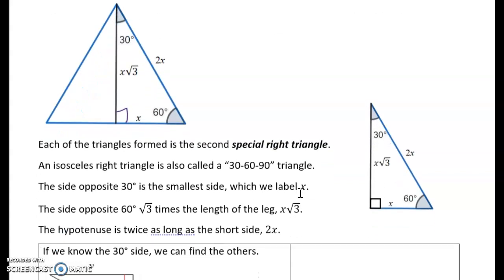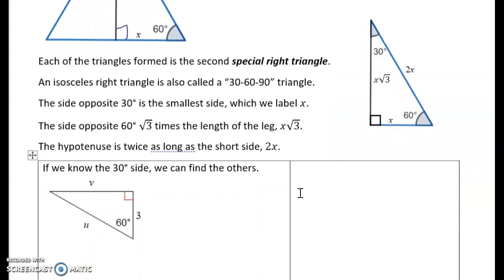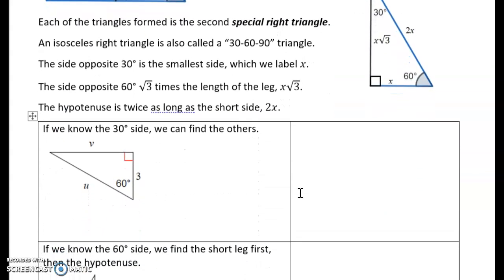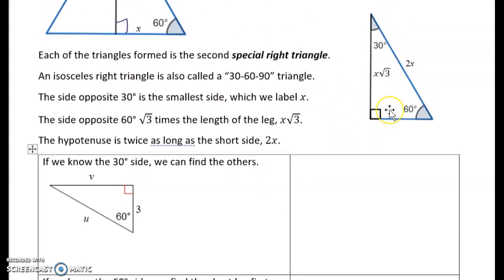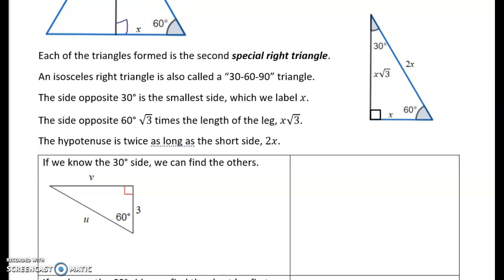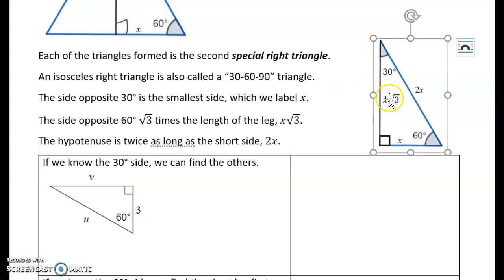And there are some special properties about these triangles. The side that's opposite 30 degrees is the smallest side. We call that x. The side that's opposite 60 is the long leg, and that's x times the square root of 3. And finally, the hypotenuse is 2 times x. So the hypotenuse is twice as long as the short side.